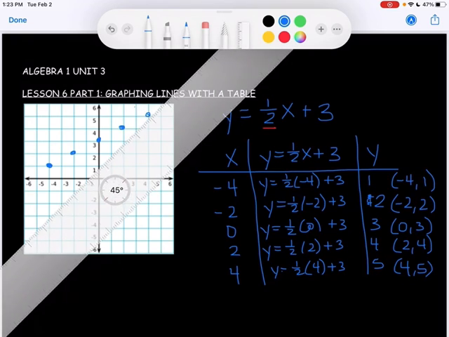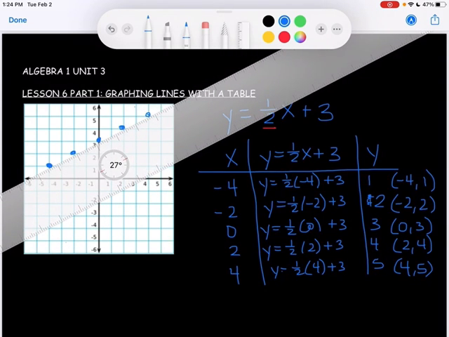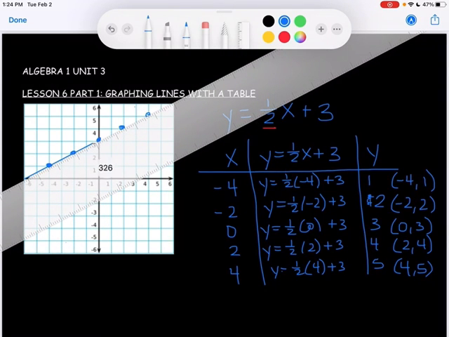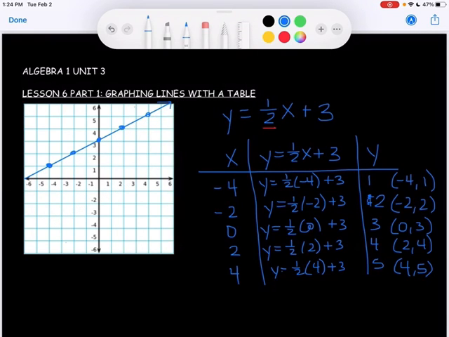Get your straight edge out. Make sure they all line up. If they don't, then you know you've plugged something in incorrectly. And put your arrows on the end.